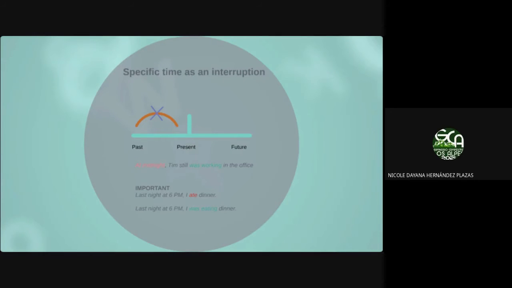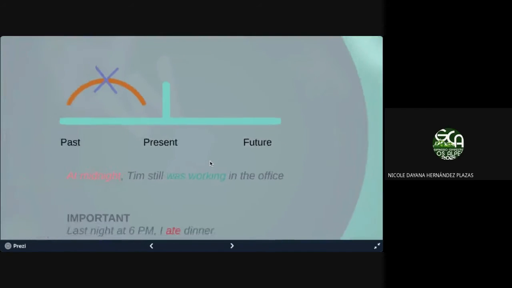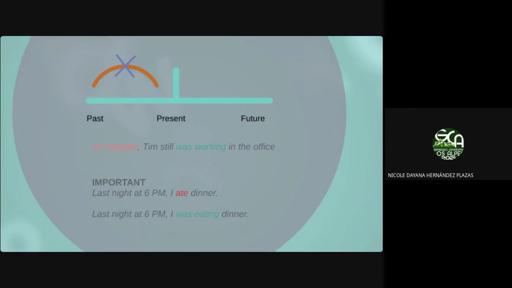But look at this. There is a moment when the time, cuando el tiempo es el que interrumpe la acción. Look at this. So once again, we have our mini timeline and we have this example. Let me make it bigger for you. At midnight, Tim was working in the office. In this specific time, Tim still was working in the office. He was still working there.